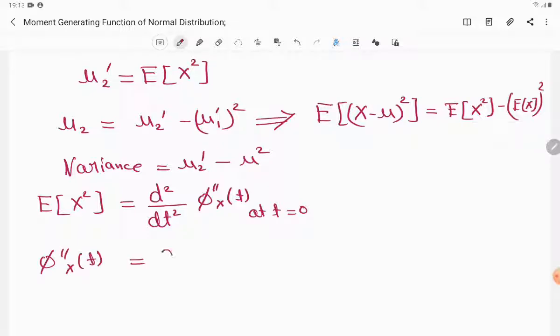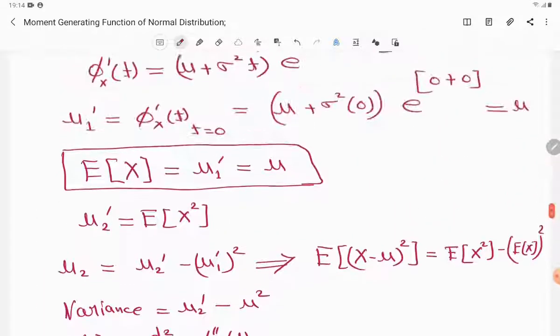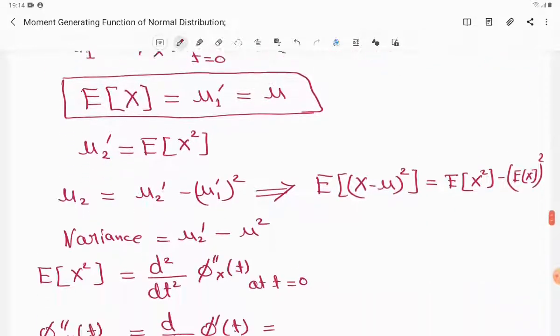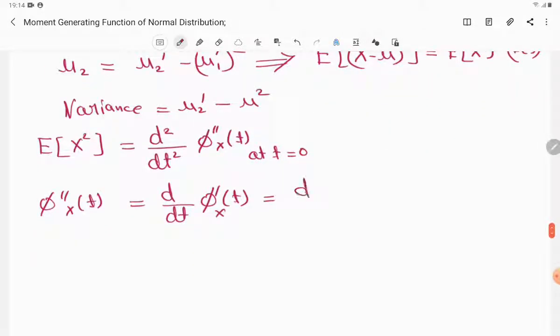So that is d by dt of phi. Now I can take it from here. You can see I already have the expression for it, that is (mu plus sigma square t) into e power (t mu plus sigma square t square by 2). So I'm writing that: d upon dt into (mu plus sigma square t) into e power (t mu plus sigma square t square divided by 2).